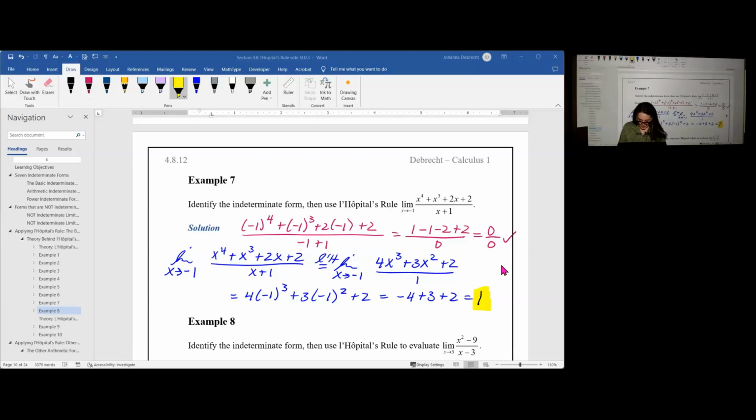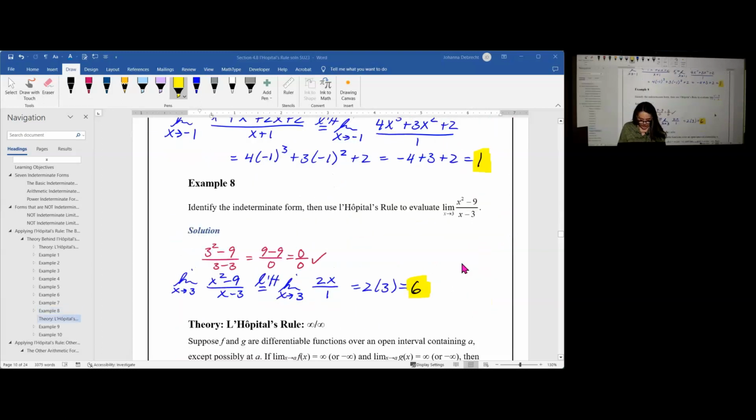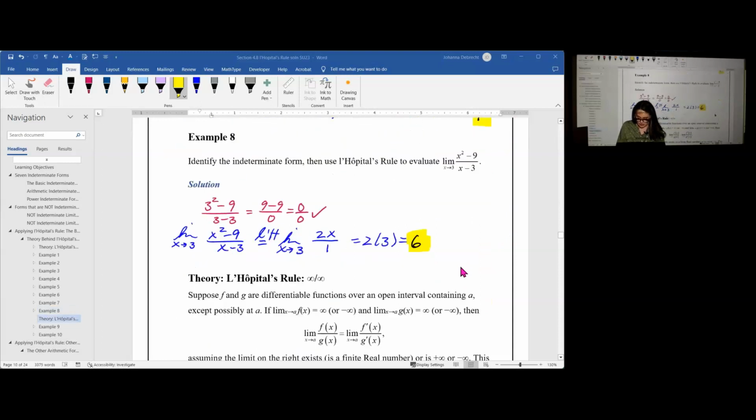Let's go ahead and look at the result for example 8. In example 8, substituting that the limit is approaching 3, I get the indeterminate 0 divided by 0 form. So I apply L'Hopital's rule to the original limit, and I obtain the limit as x approaches 3 of 2x. And I substitute 3 for x, I get that the y value that it looks like it hits is 6.